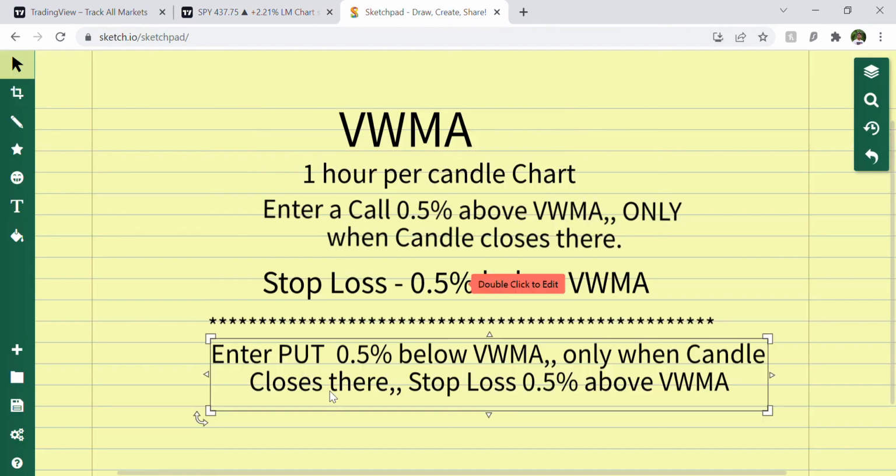Now I have mentioned the same thing on the put side. So if a red candle comes down, crosses VWMA and closes 0.5% below VWMA, you can just enter a put, and you can consider the VWMA itself as the stop loss. You need not go 0.5% above VWMA for a put. The value of VWMA itself you can consider as stop loss for the put. Okay, so let's see a put scenario again.